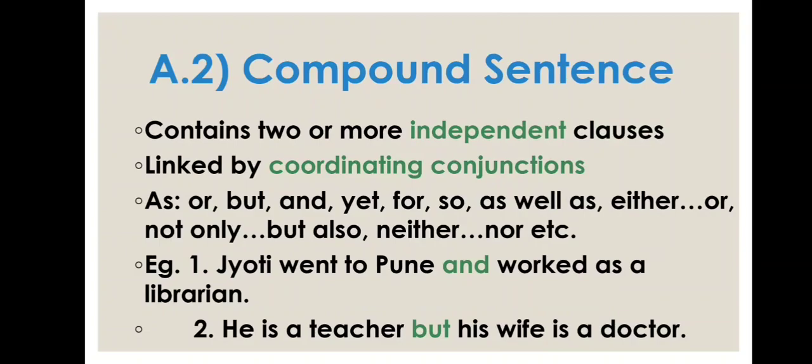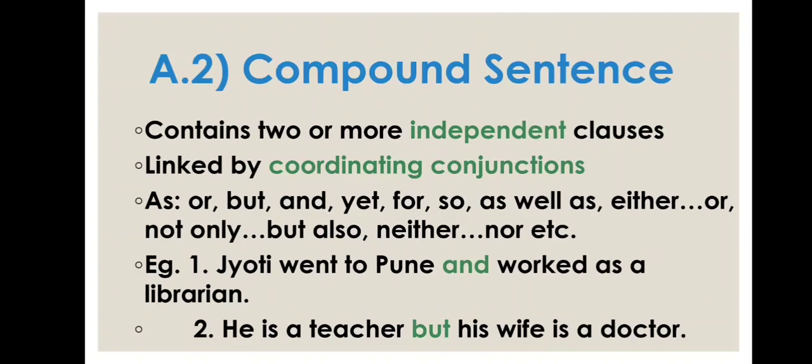Second type is compound sentence. A compound sentence contains two or more independent clauses. One more important feature of compound sentences is they are linked by coordinating conjunctions. The examples of coordinating conjunctions are or, but, and, yet, for, so, as well as either or, not only but also, neither nor, etc. The example of compound sentence is Jyoti went to Pune and worked as a librarian.